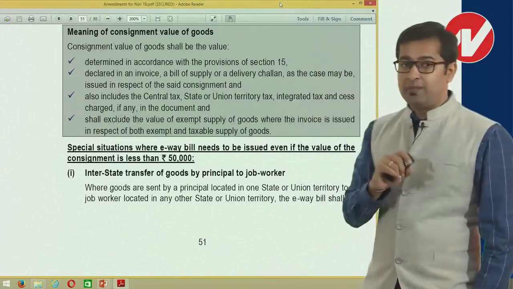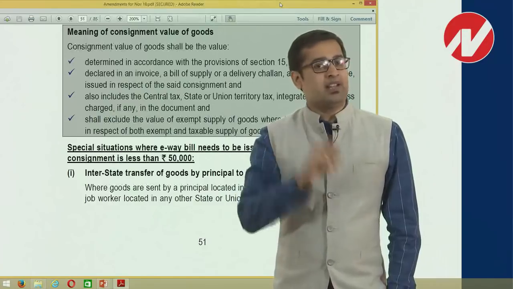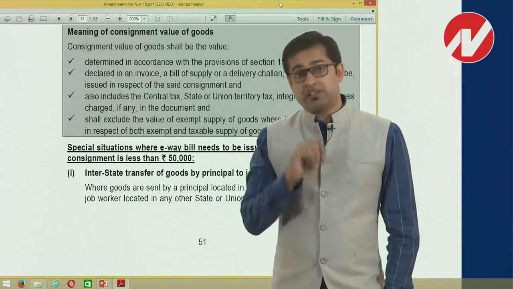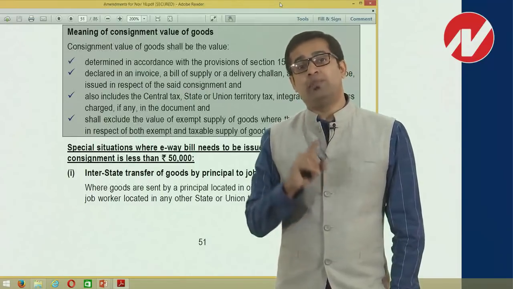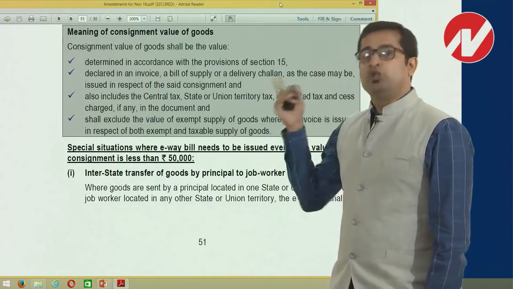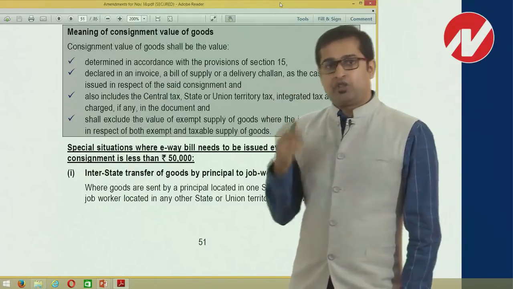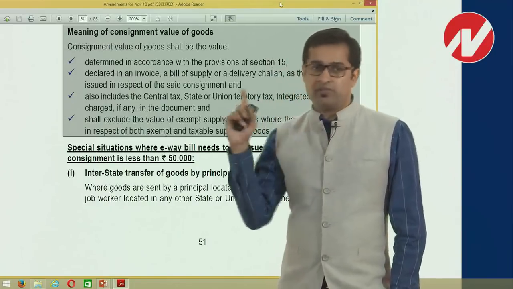So what will happen is, if I am supplying goods to you worth 49,000 and there is GST of 5,000, then technically it's 54,000. Now if I apply section 15, my value shall be considered as 49,000. But for e-way bill it says your value shall include all taxes. So I shall consider 54,000, and because of that the e-way bill becomes mandatory for me.